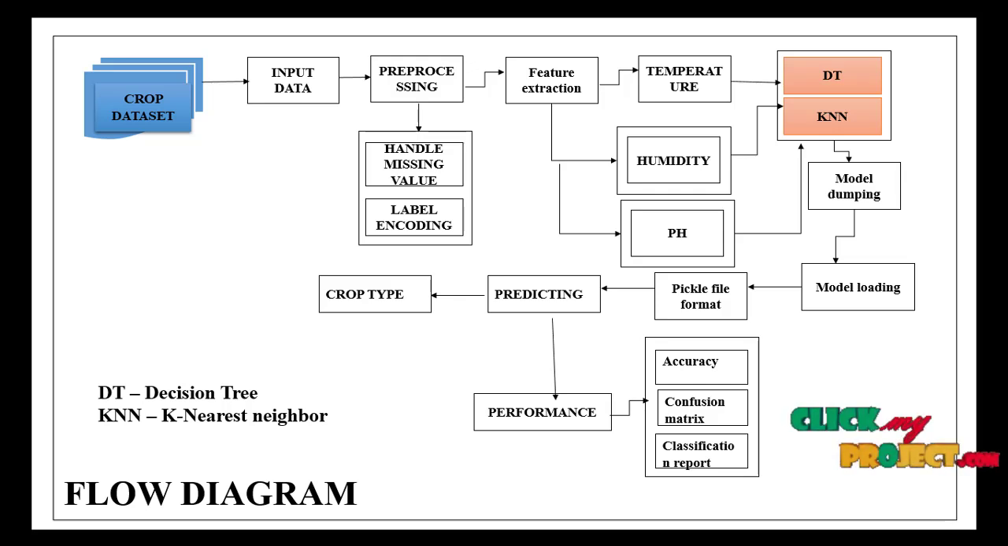From the 3 features we want to classify the crop, and in the classification stage we use the decision tree and KNN, and then dump and load the model in pickle format. Finally, we predict the performance of our models, like accuracy, confusion matrix and classification report. Prediction here is of which crop type is suitable.